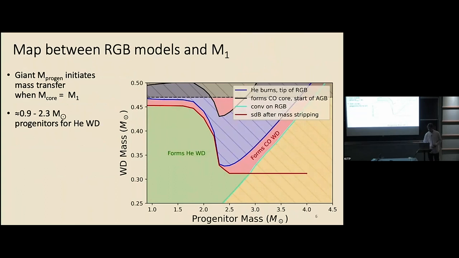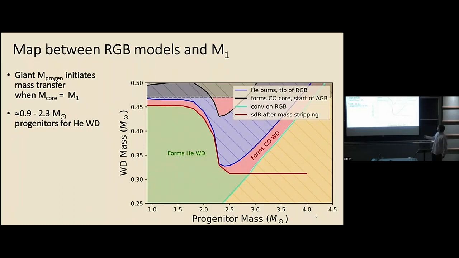So moving into this pre-common envelope modeling, the first step is to create a mapping between progenitor models and the final white dwarf that these progenitors form. The progenitor models are stars on the RGB, essentially with helium cores. We make the assumption that the giant with mass M progenitor will initiate mass transfer when its core equals the mass of the final white dwarf, because this progenitor goes on to form the white dwarf primary. And we use that criteria to make this chart, which essentially shows allowed pairings of white dwarf mass and progenitor mass where a common envelope is initiated.